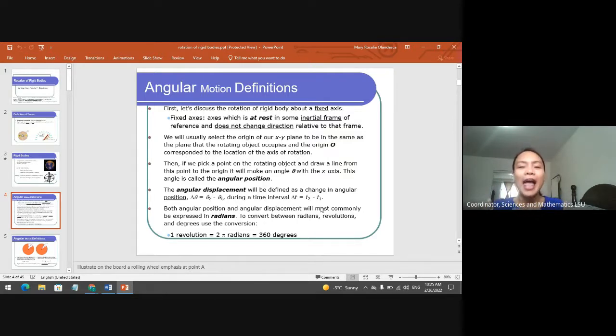We have our angular position in radians, because it is now an angle. We do not use degrees in our computations, but we are going to use radians. We already know from trigonometry that one revolution is equal to 2 pi radians, and that is equal to 360 degrees. And of course, 180 degrees would be equal to pi radians.